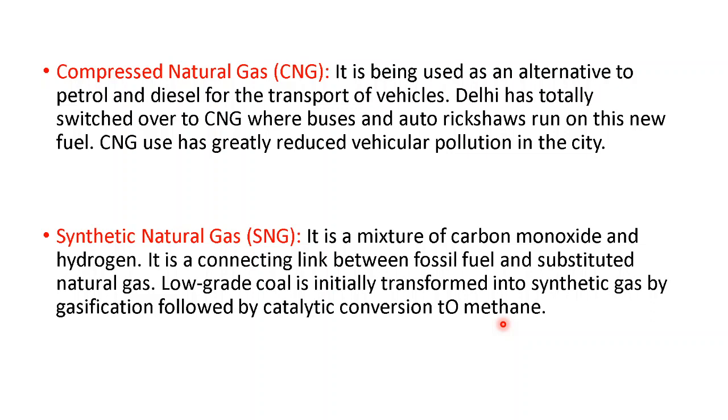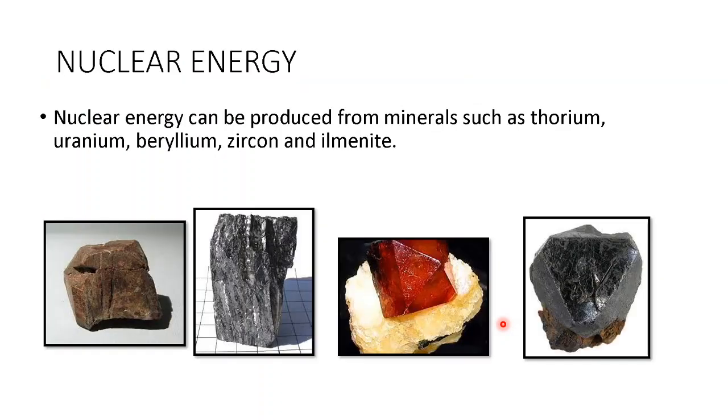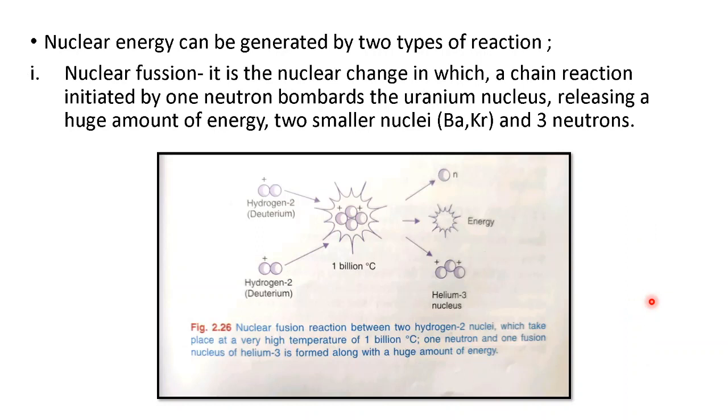Another form of energy is nuclear energy. Nuclear energy can be produced from minerals such as thorium, uranium, beryllium, zircon and ilmenite. So these are thorium, uranium, zircon and ilmenite. What we'll see is that there are two main processes by which we can produce nuclear energy.